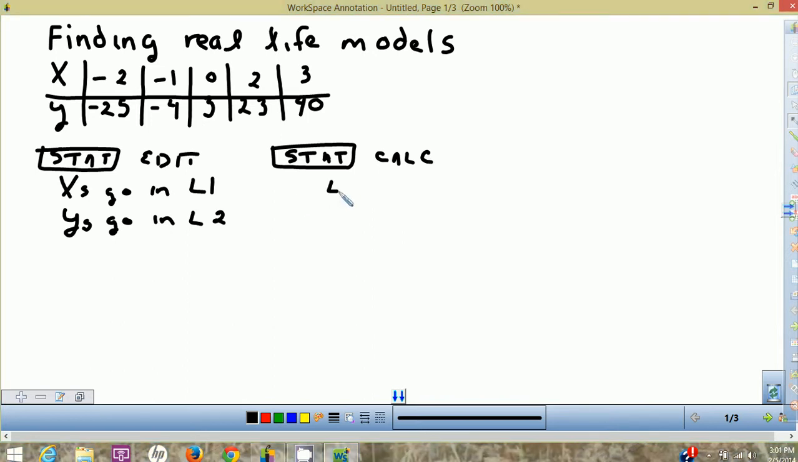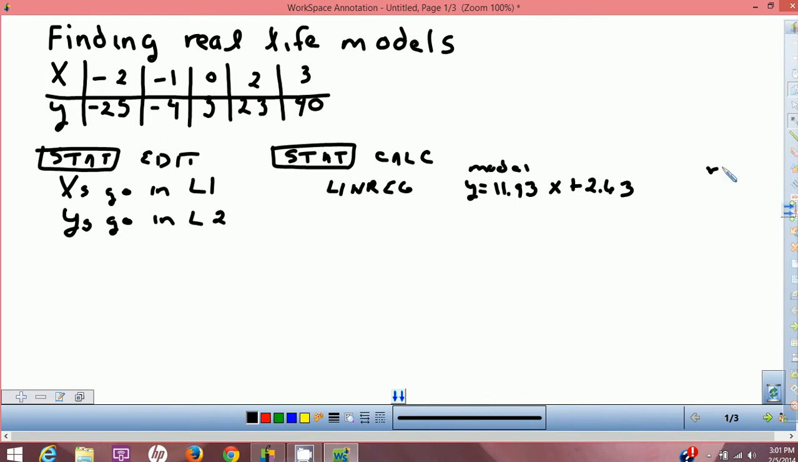First of all, I'm going to do linear regression. So I'm going to make the choice LinReg and let it give me a model that is a linear model. The model it would give me for linear regression is y equals 11.93x plus 2.63. Perfectly good model, but it's a line, and is it the best model? Well, I don't know. So how are we going to tell? Well, we're going to write down this number r squared, which is also going to be on my calculator, and it's going to be 0.9772. We'll come back and talk about that in just a minute.